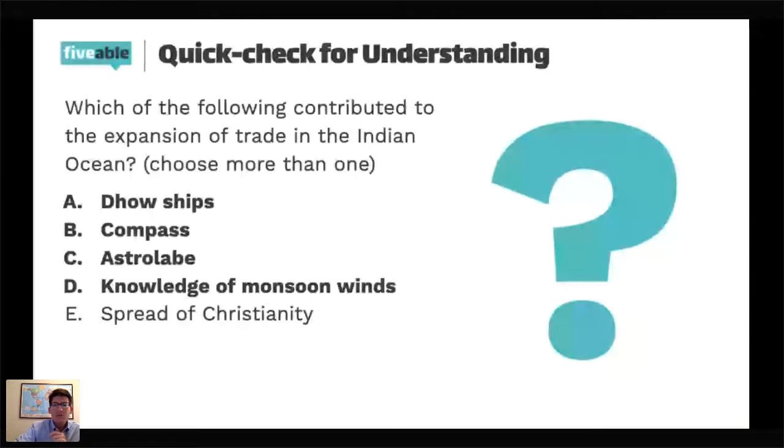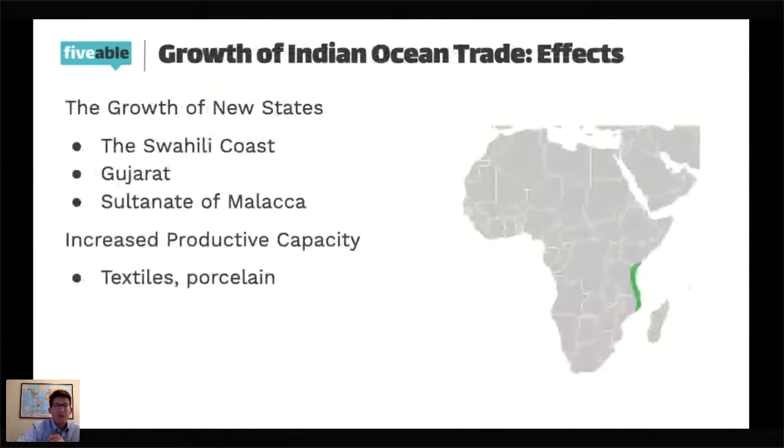So let's keep moving. Those are just a couple questions checking what we knew about the causes. Let's now move forward with the effects of the growth of trade. The first thing I want to talk about when we think about the growth of trade in the Indian Ocean is the growth of new states. This is one of our major effects of trade in the Indian Ocean. In fact, one of the key concepts of the framework says that the Indian Ocean Trading Network fostered the growth of states, right?